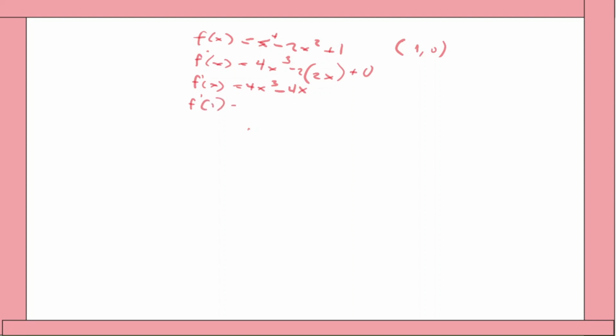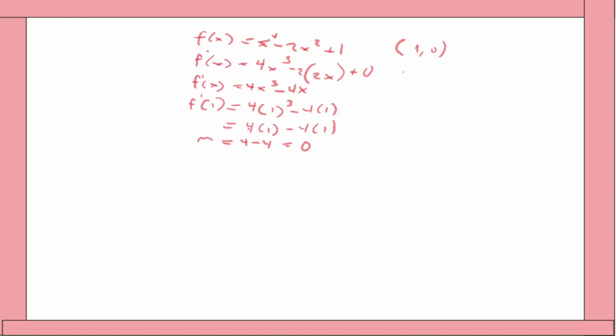If we plug it into the derivative, we will get the slope. So we know that it'd be 1 cubed minus 4 times 1. And if we had 1 cubed, that would be 1 again. So 4 times 1 minus 4 times 1, which of course would be 4 minus 4, which is 0. So in this case, the slope, or the m value, is going to be 0.